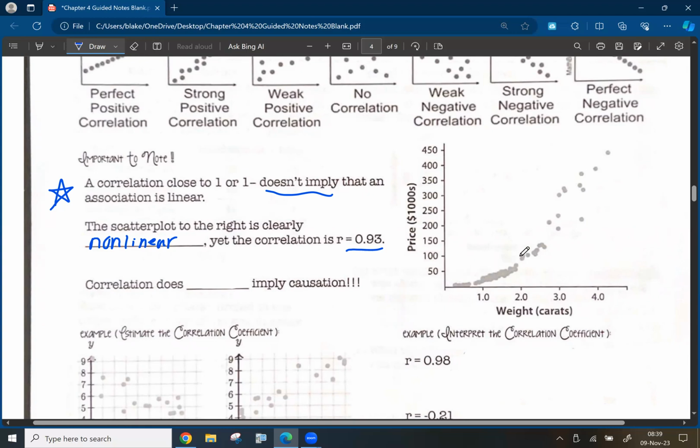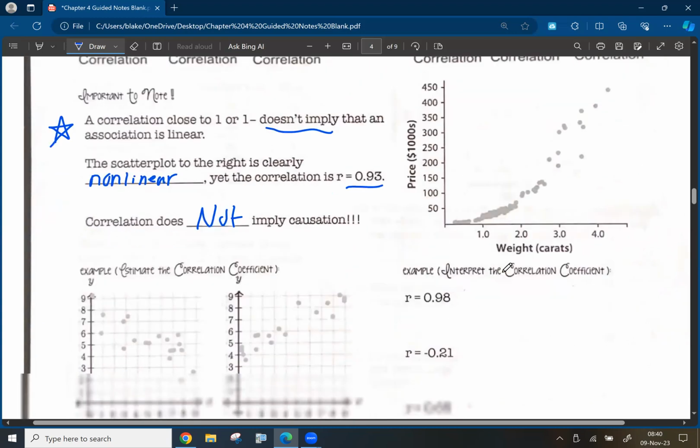Another important point is correlation does not imply causation. Just because something is related to another thing doesn't mean it causes it. So yes, the weight of gold, I'm guessing, does impact the price, but the weight of gold doesn't cause the price. Some person decides what it costs, right? The weight has an influence on the price, surely, but the weight doesn't cause the price. So keep that in mind.